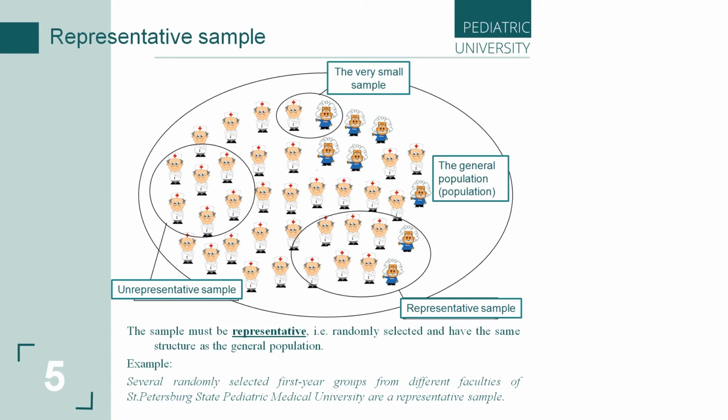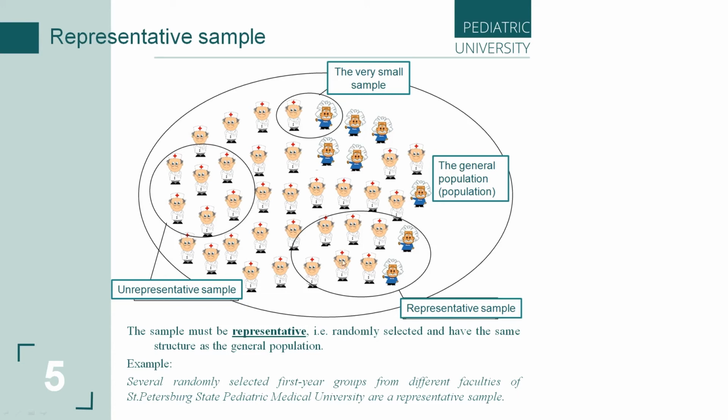And the very interesting question: how does the selection happen? The selection happens randomly. I said earlier that the selection must happen randomly. That is, we don't look only for students who were excellent in physics in school to get some results that we want. We must choose randomly and try to make sure that we have the same structure as in the general population. It will be a representative sample.